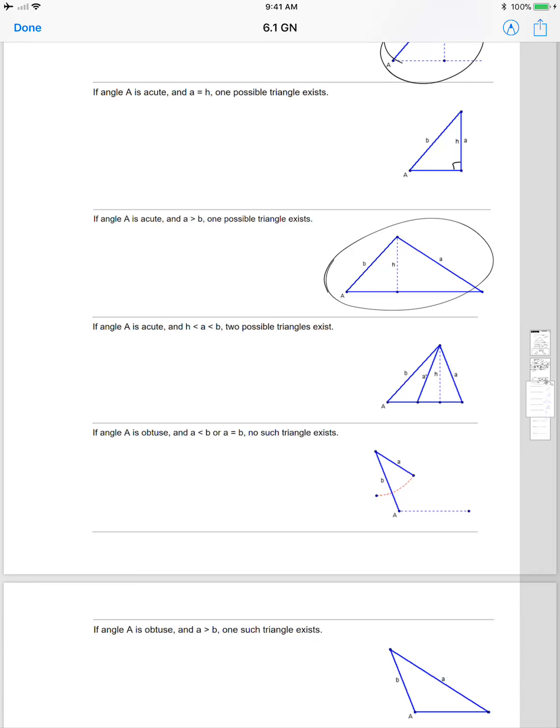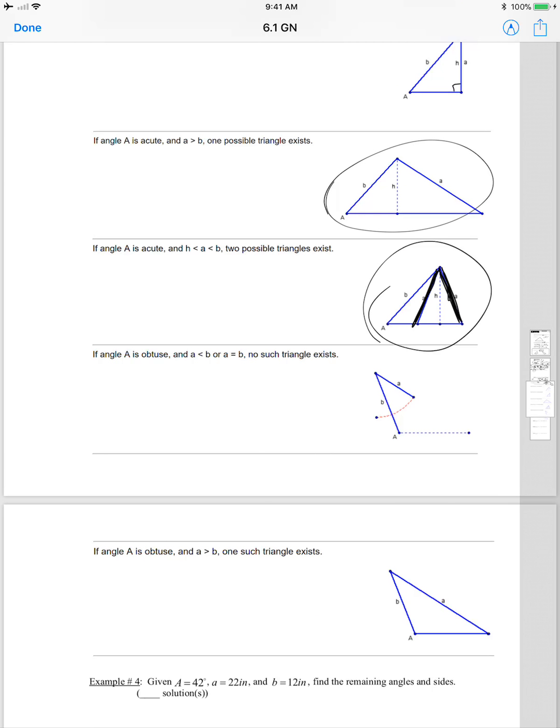And here's the trickiest part, this next example. If angle A is acute and H is less than A is less than B, then there are two possible triangles. Just looking at this here, if A is less than B but is greater than H, then I could have side length here, or I could swing that side length out here and have this triangle. So there's two possible triangles in that case, and we're going to talk about how to solve in that case.